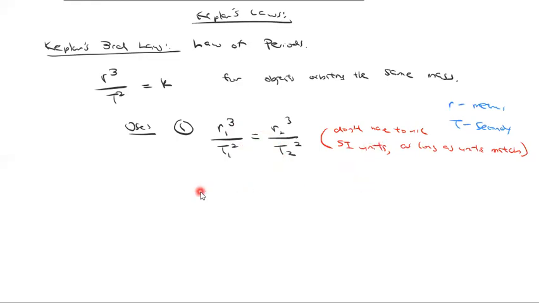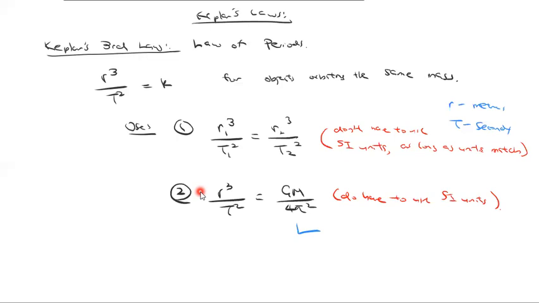Now, the other way is to use r cubed over t squared equals GM over 4 pi squared. And for this one, you do have to use SI units. And if you're interested, this one is proven by, again, using Fg equals Fc and subbing in velocity equals 2 pi r over t. But basically, that is Kepler's third law.